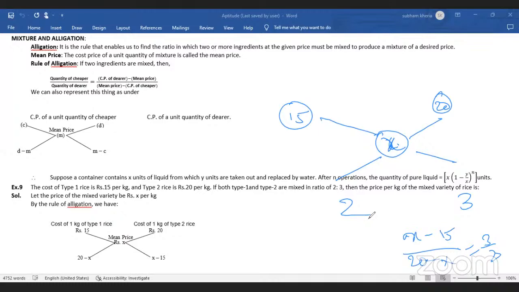Any difficulty in understanding this part? Anyone? Tell me. Sorry.